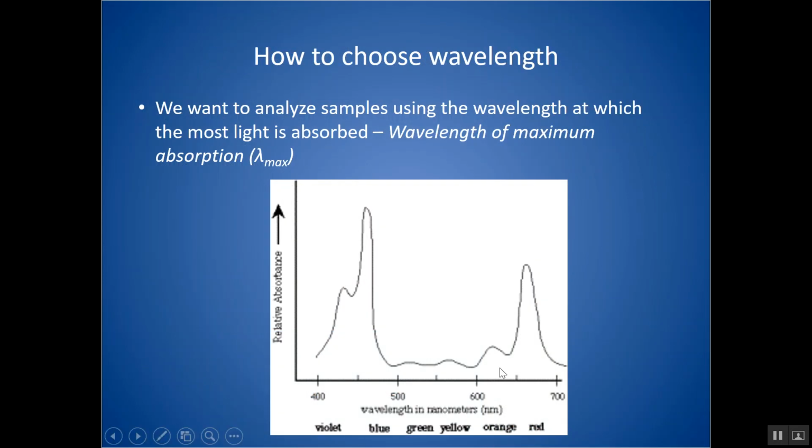Okay, how do you figure out that wavelength? You want to analyze samples using the wavelength at which most of the light is absorbed. We call that the wavelength of maximum absorption. Sometimes you might see lambda max. Sometimes they might give you a graph of absorbance versus wavelength, and you would pick where you have the highest peak, the wavelength of maximum absorption. If you have other things in your sample aside from, let's say, water that might be absorbing light a lot, you'd want to pick a place where you don't have interference as well.